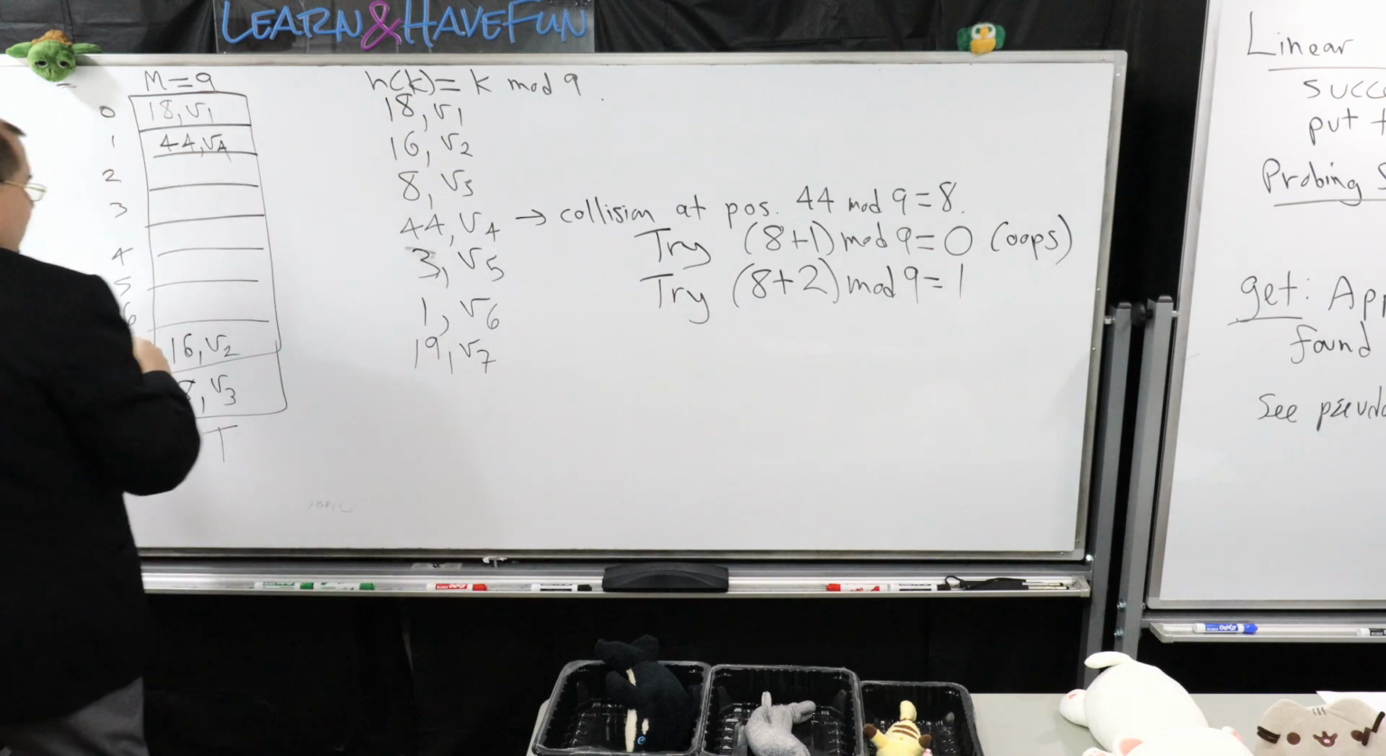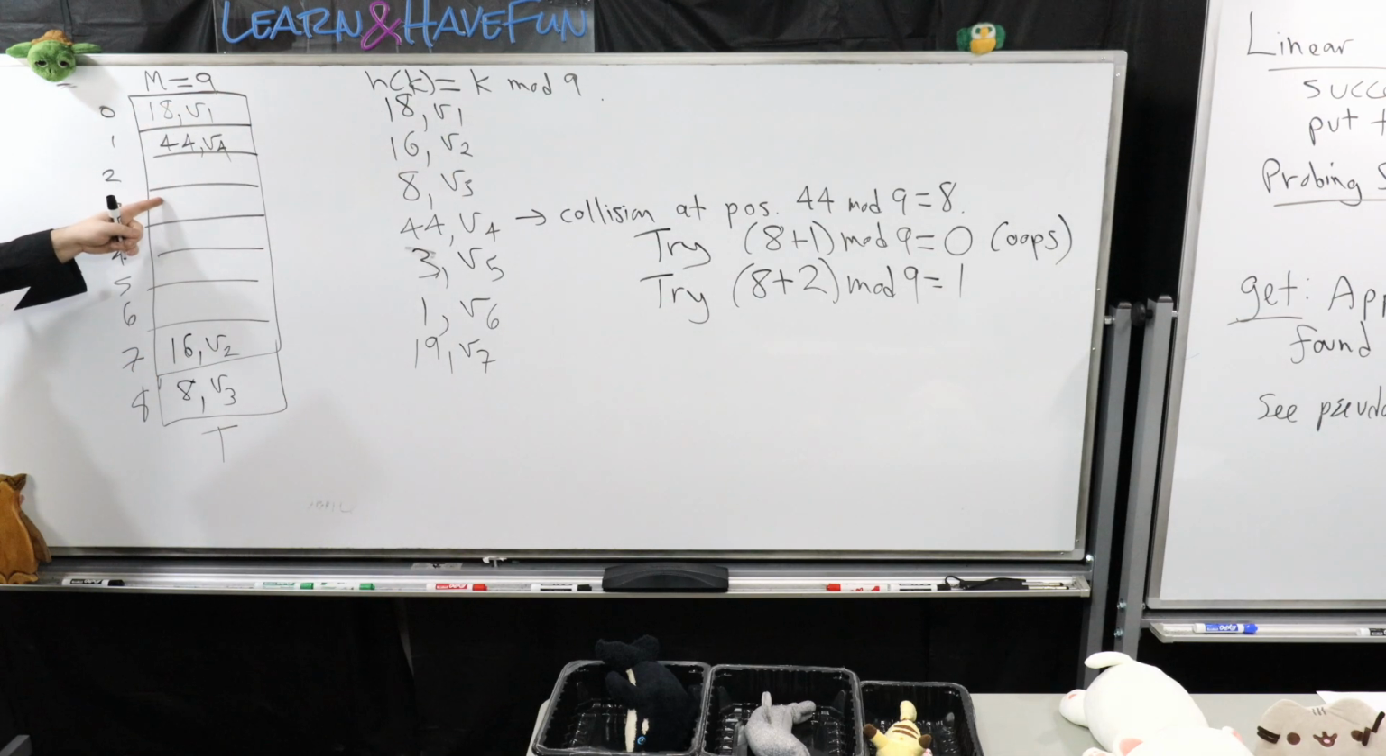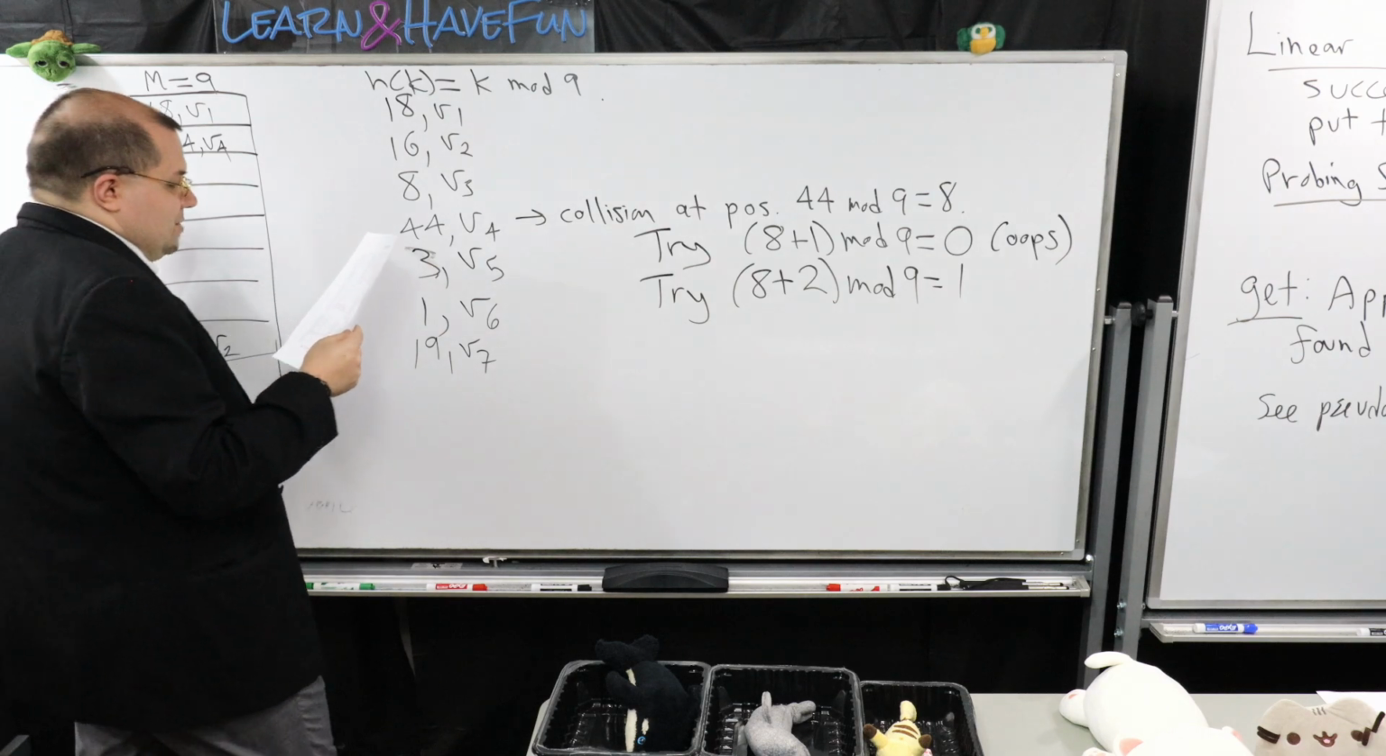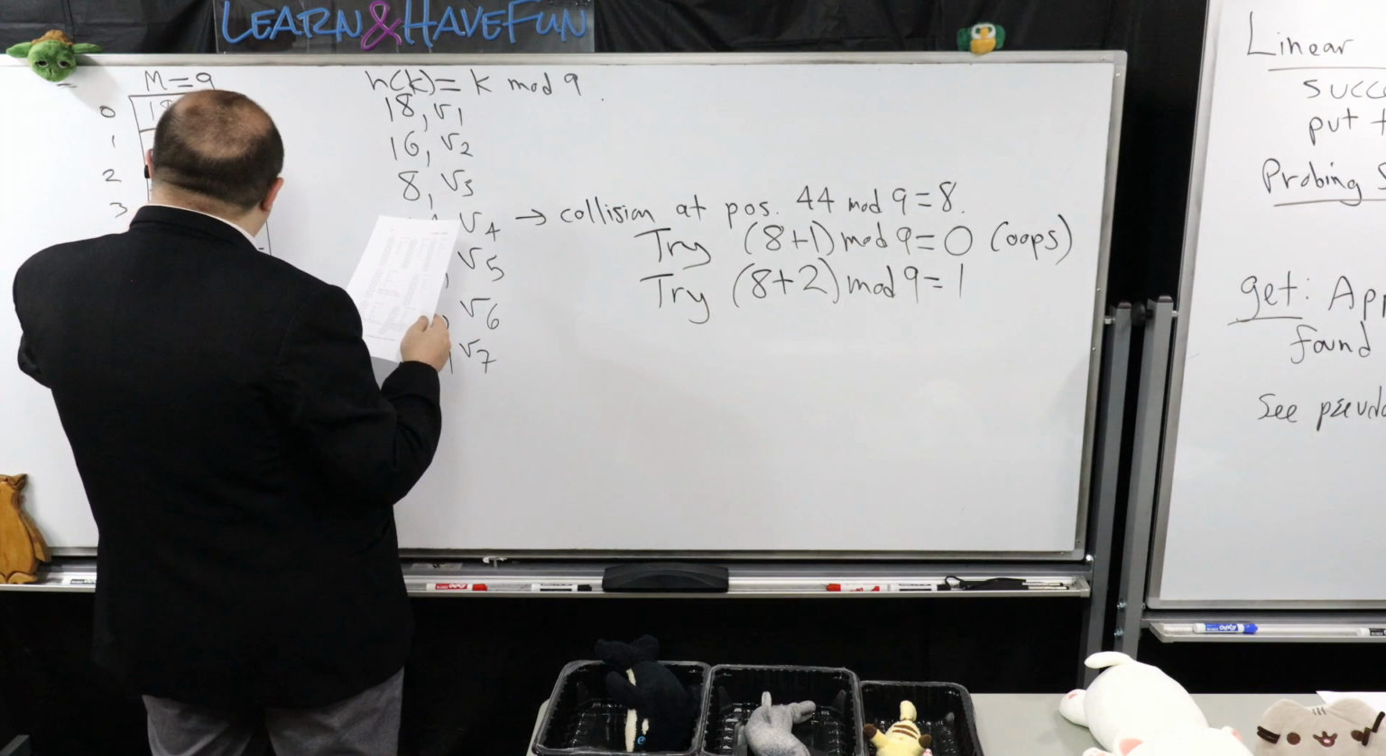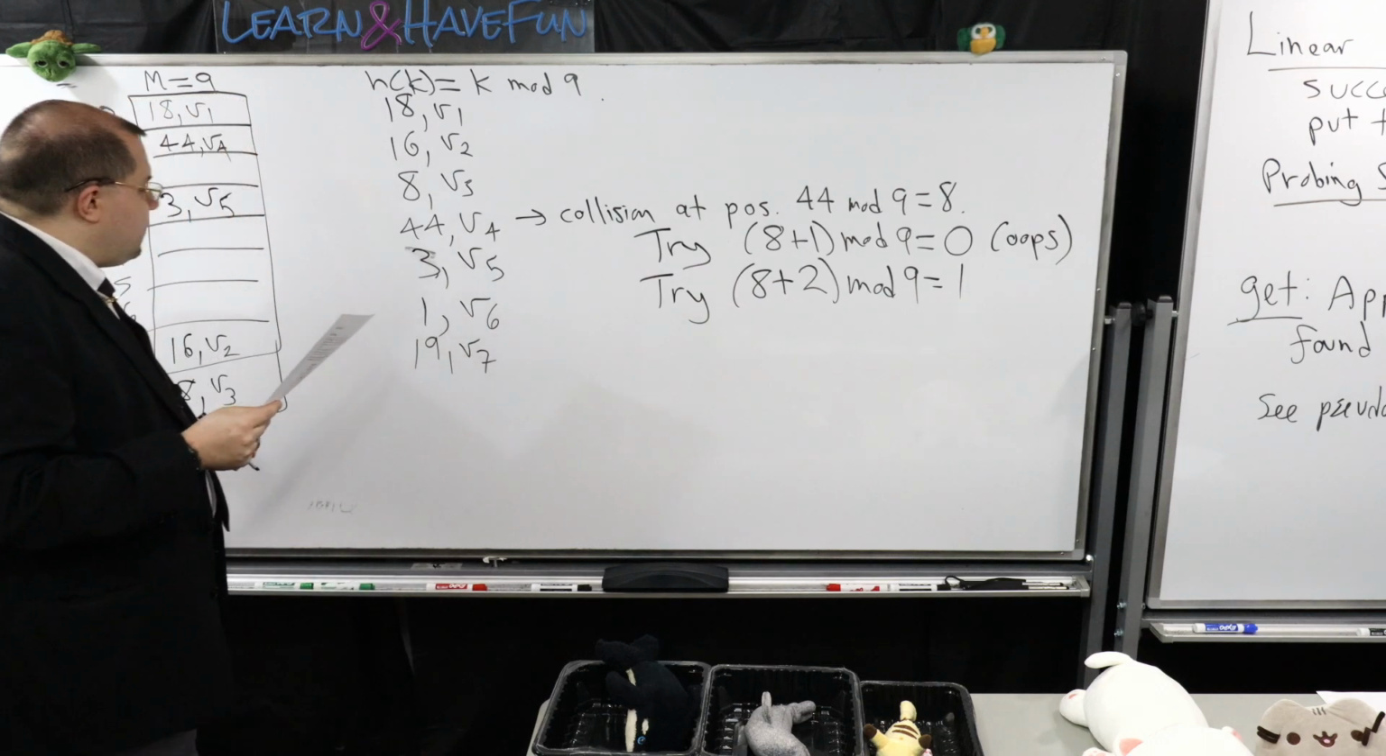So next, let's try 3. Well, 3 is really easy. It's right here, right? So I'm just going to put in 3 here. 3v5. Okay.